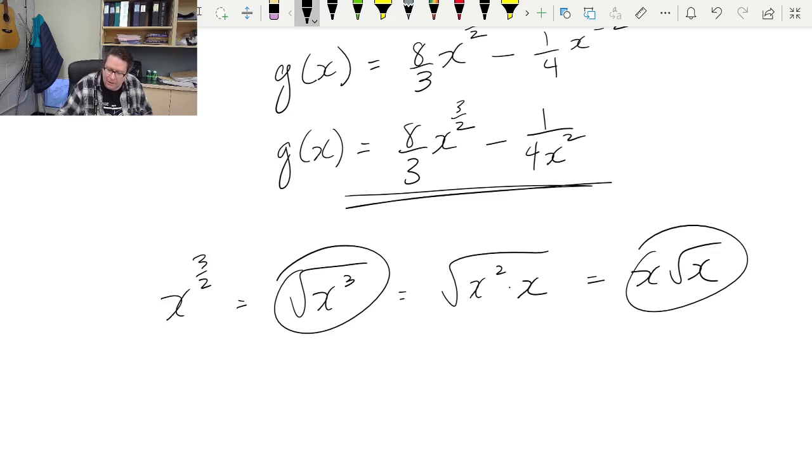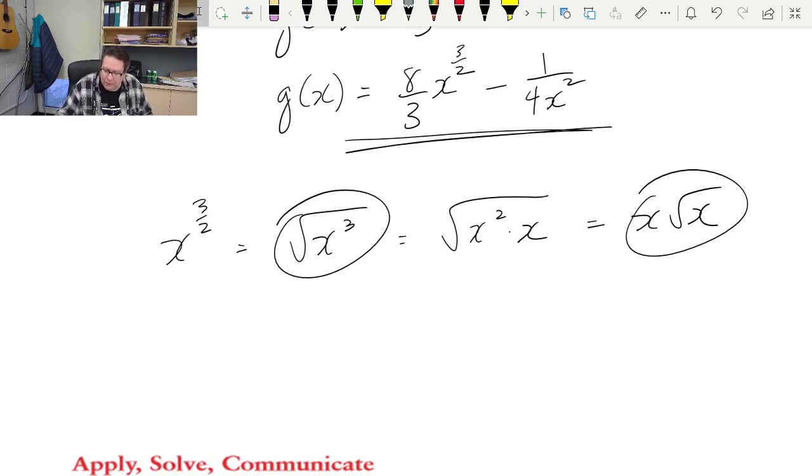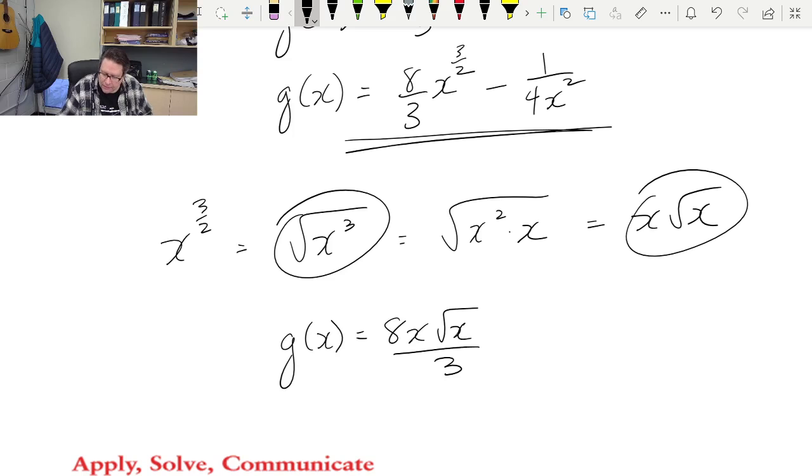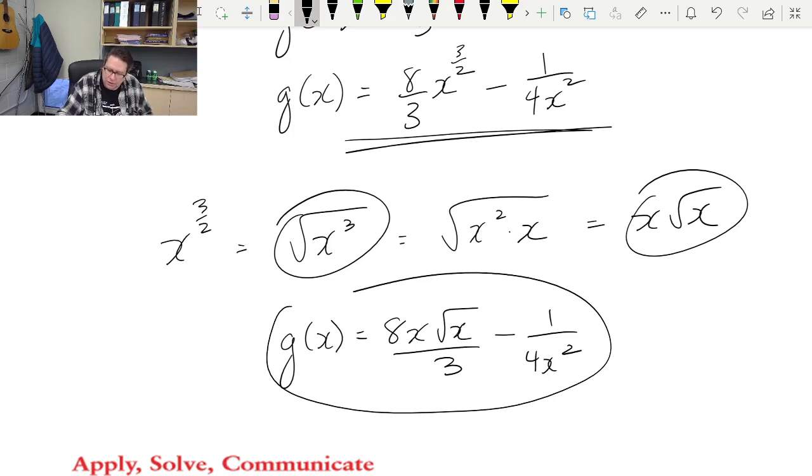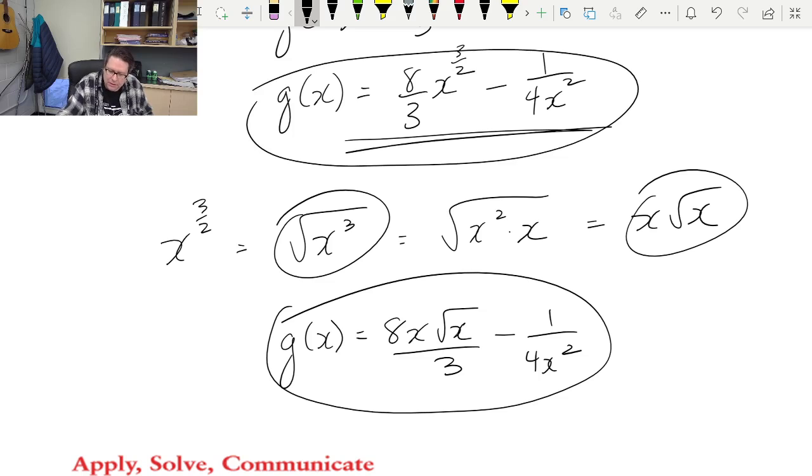So if I was wrong about the way they wanted the final answer, they could have said g of x is equal to 8x root x over 3 minus 1 over 4x squared. So these two answers are identical, and again, I honestly don't remember which way the book does it. Somebody could check that out and let me know.